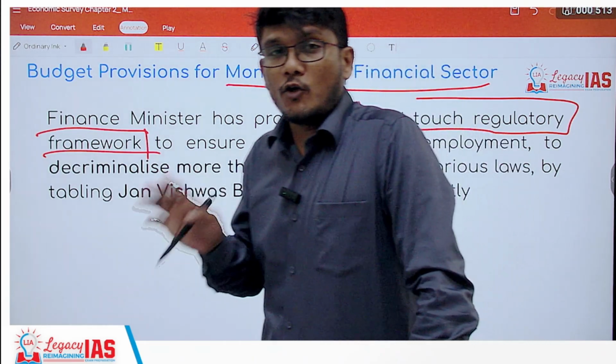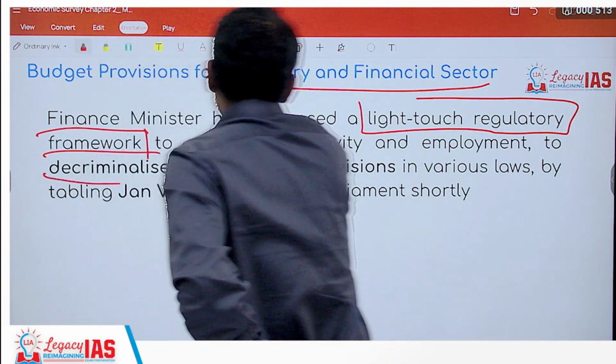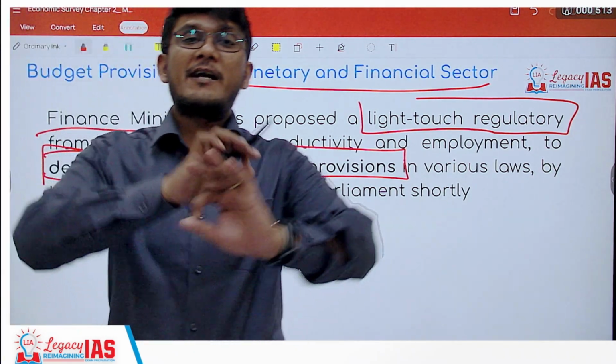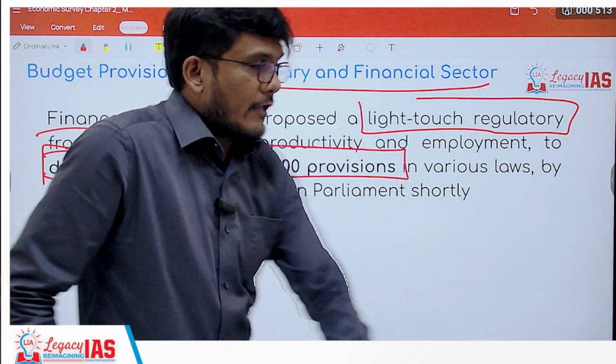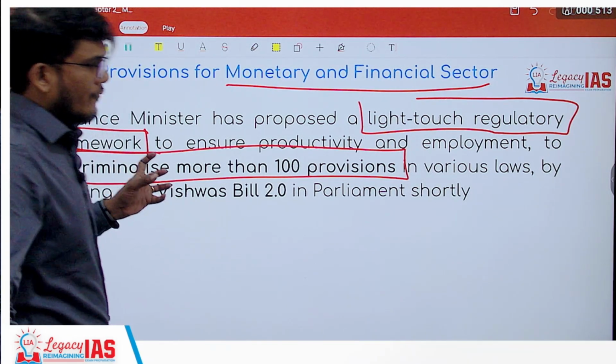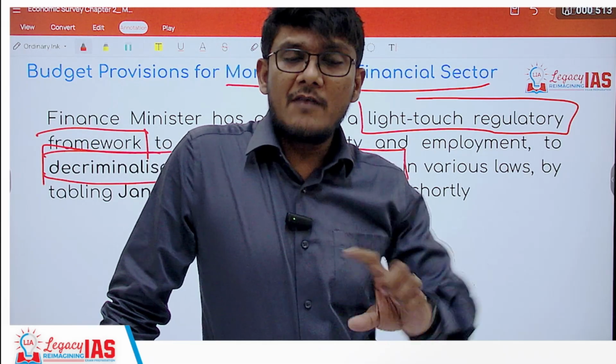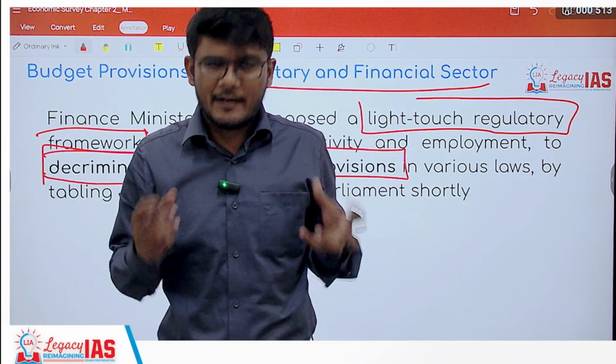And also it talked about decriminalizing more than 100 provisions which are there in different bills in India. So there are various provisions which criminalize certain activities. Criminalize means it punishes certain activities. It will be decriminalized. That means there won't be any punishment as such.